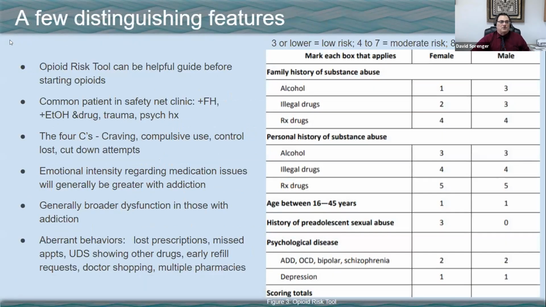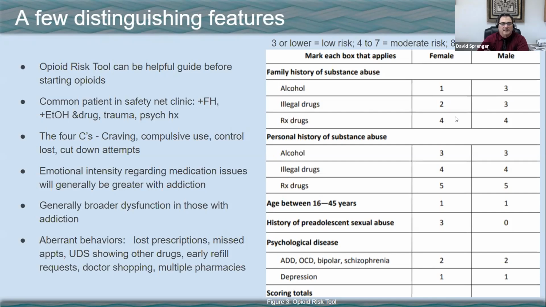So we talked about some of the commonalities between pain patients and folks with an addictive disorder two slides ago. These are some of the distinguishing features. The opioid risk tool can be a helpful guide before starting opioids. It's a little less useful after someone's already been on them for a long period of time.